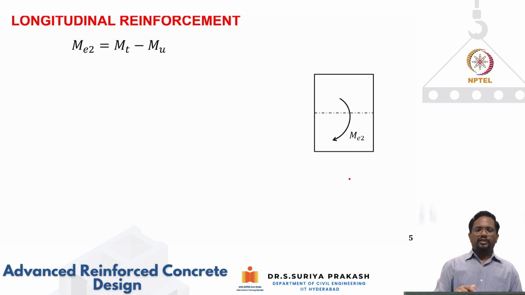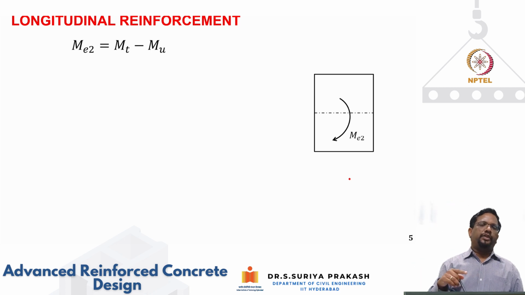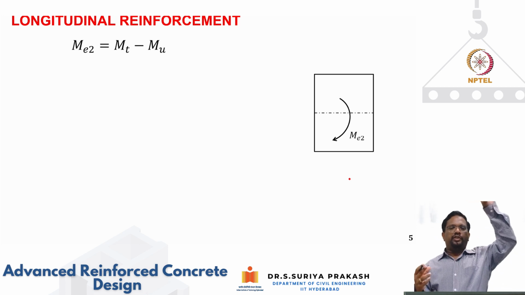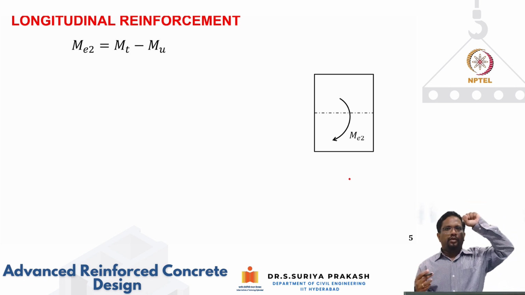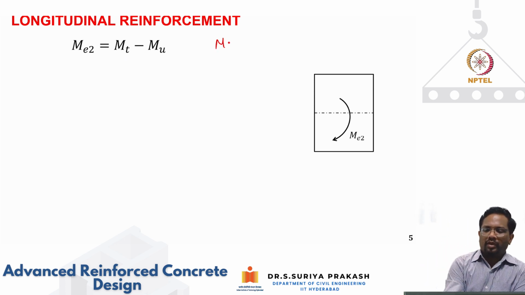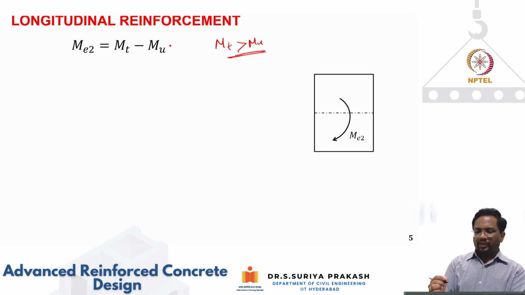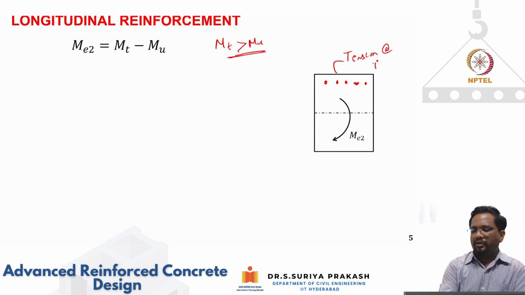Now you can have another scenario, like we talked about, because torsion induces tension along the entire periphery. If my bending moment is very small, I can have a situation where at the top also I can develop a significant amount of tension. Now the code is saying that you design for that. So how do you design for that? When Mt becomes larger than Mu, the code is saying you are going to have a lot of tension that is equivalent to having a negative bending failure. That means I'm going to develop tension at the top, right? Tension at top.